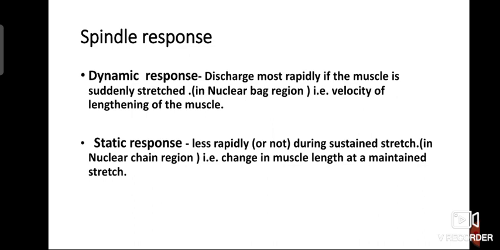So now the sensory 1A fiber and type 2 fiber: the conduction velocity is more in the 1A fiber than the type 2 fiber because of its larger diameter. So the main sensory supply in the intrafusal muscle fiber is the type 1A fiber, the type 1A afferent.